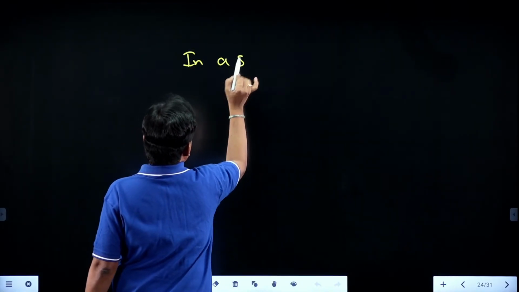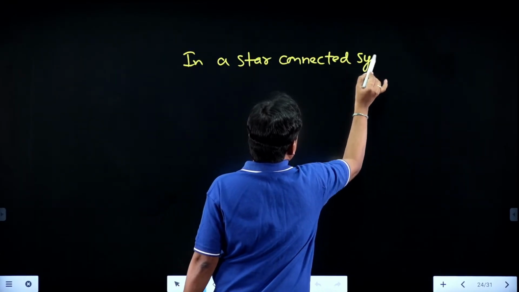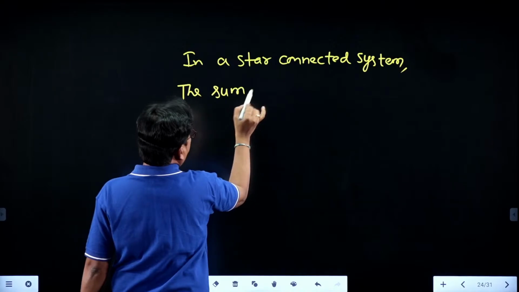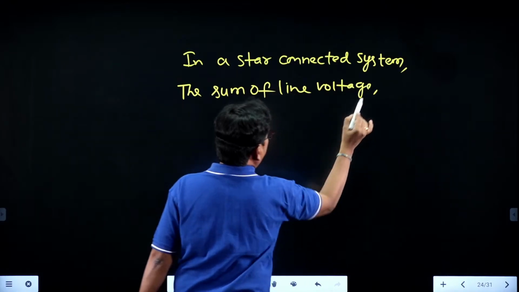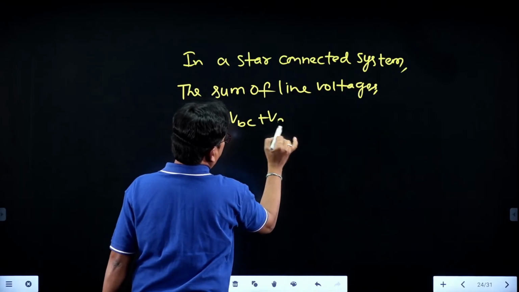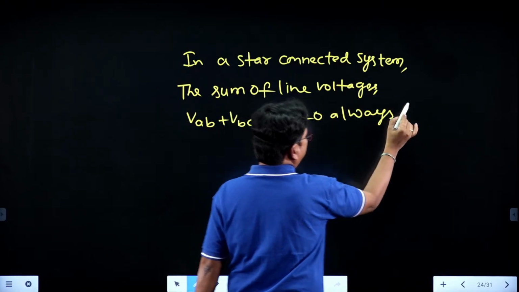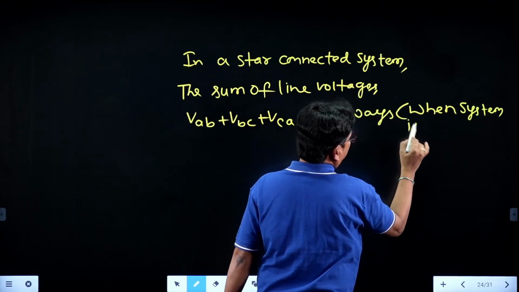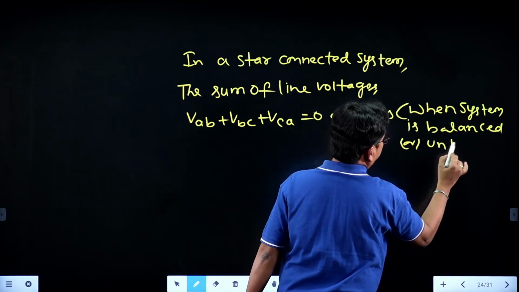In a star connected system, the sum of line voltages VAB plus VBC plus VCA is equivalent to 0 always, when the system is balanced or unbalanced.